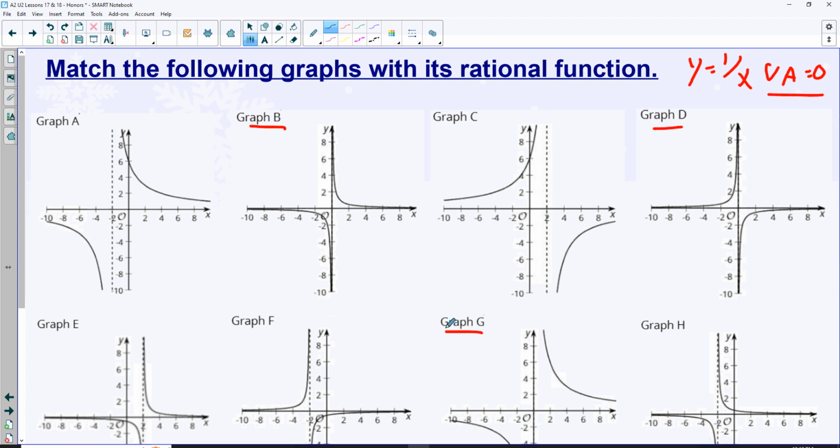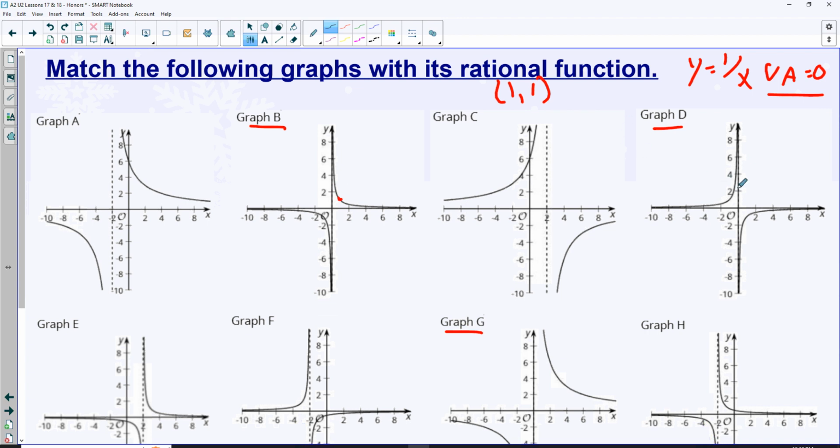So let's pick another number, like 1. What do you get if I plug 1 into this function? I get 1 over 1. So I would get 1 comma 1, if I plug 1 into this function, 1 divided by 1 is 1. So the point (1, 1) is going to be on this function. Okay, does this graph have it? Yeah, this graph has it here.